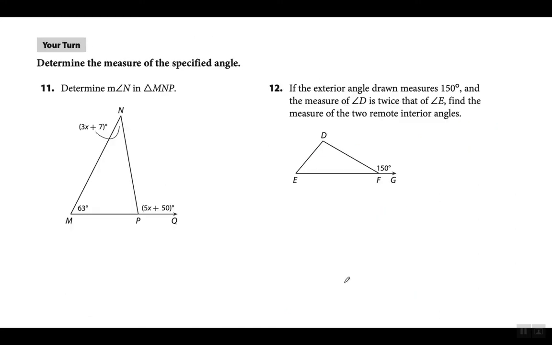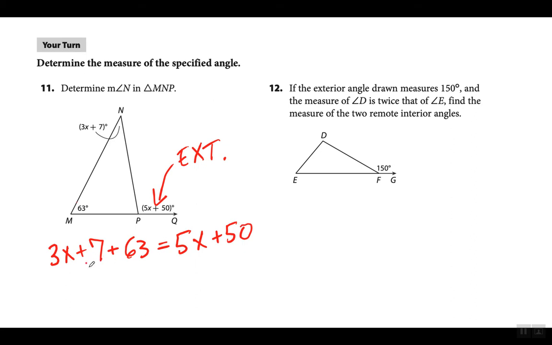Alright, couple more. Determine the measure of angle N in triangle MNP. Tenemos que determinar la medida de ángulo N en este triángulo. So again, this is the exterior angle, and these two are the remote interior angles. Estos dos son los ángulos internos remotos. So this angle equals the sum of these two angles. Este ángulo es equivalente a la suma de estos dos ángulos. Alright, so 3x plus 7 plus 63 has to equal 5x plus 50.